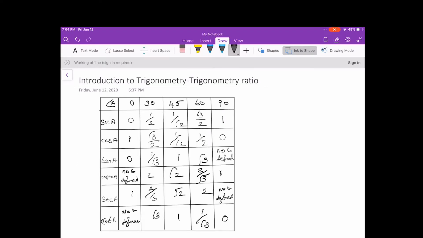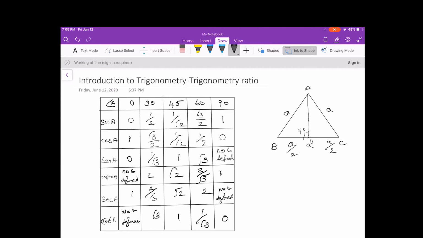For 30 degree, how to do it? Consider an equilateral triangle A, B, C. It is an equilateral triangle, so all sides will be equal. Let it be A. All three sides are equal. I am dividing this triangle into two parts, because then only will I get 90 degrees. So this will be 90 degree. So the total BC is A, and this point I'm taking as D. So this is A by 2, A by 2.